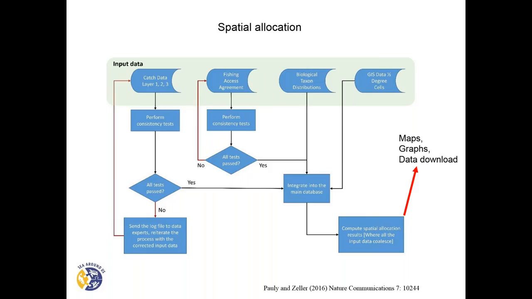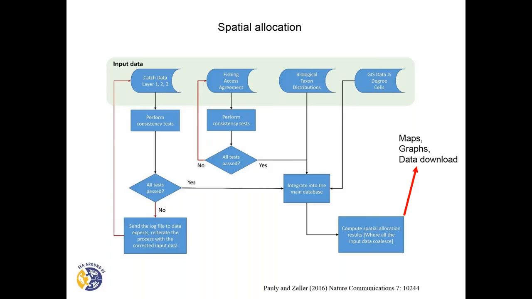The third data set are biological taxon distributions. And that alludes to these 2,500 taxa that comprise the catch data. For each of these taxa, we derived a distribution, a probability distribution, using data from FishBase and SeaLifeBase, the online encyclopedia of marine life, which allows us to determine for each of our 180,000 cells the probability of occurrence of that individual taxon.